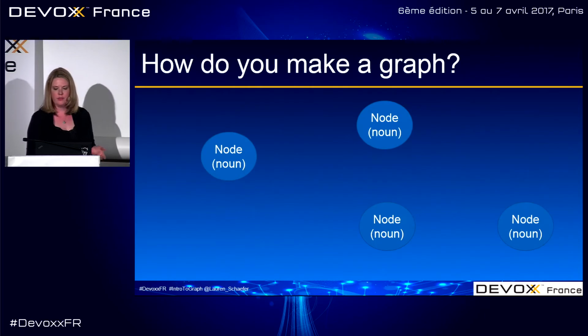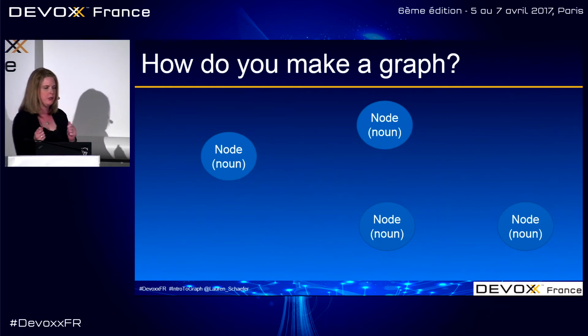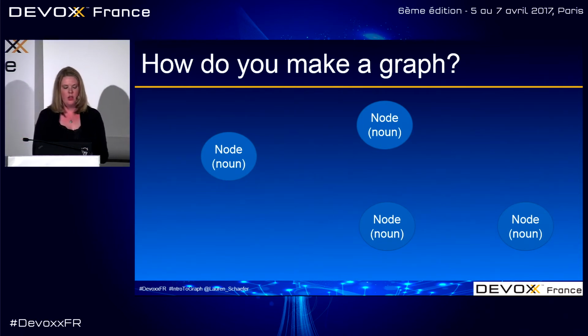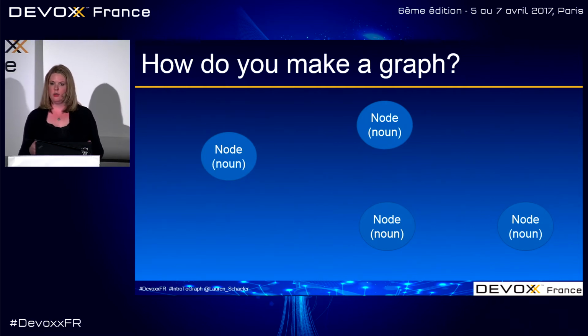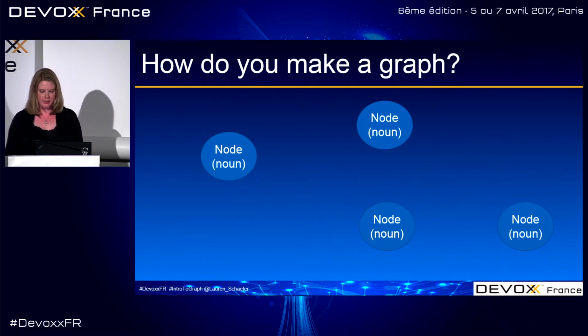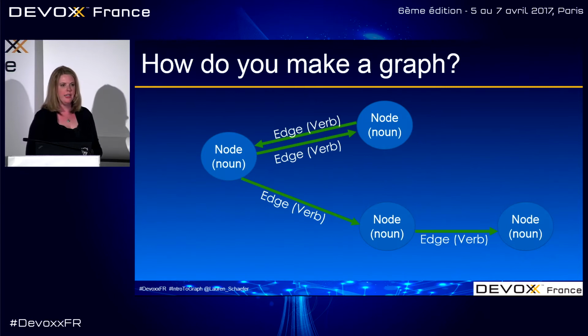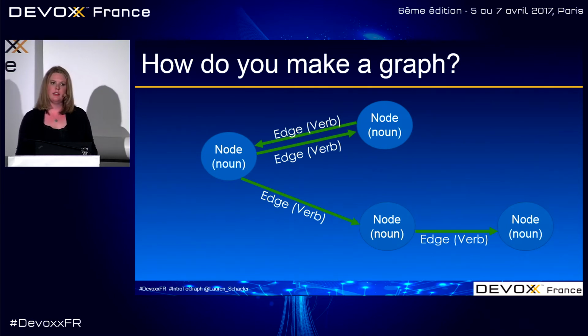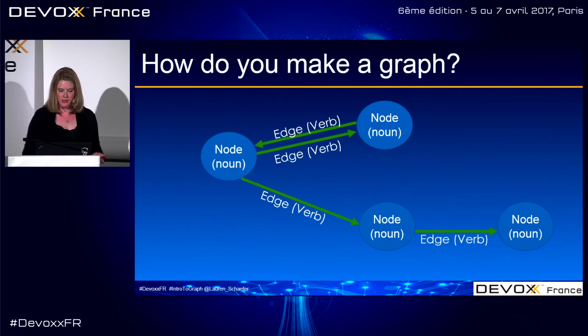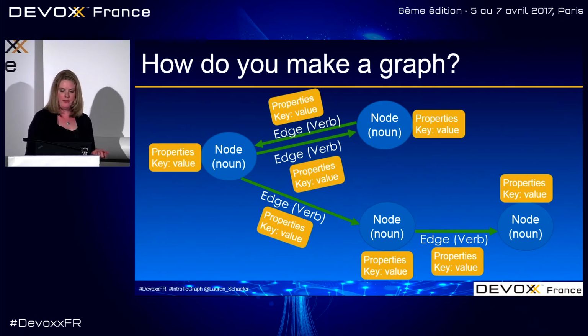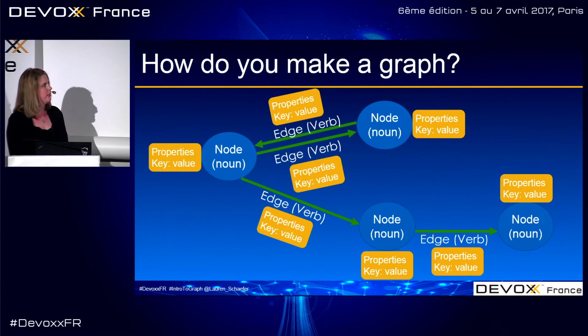So how do you make a graph? Well, you start out by picking your nodes. And you'll hear the word node or vertex used interchangeably. They're really the same thing. So your nodes are your nouns. They're your people, places, and things. Then your nodes are connected by your edges. These are typically your verbs, your action words. And in property graphs, which we're going to be talking about today, you can store properties about your nodes or your edges. So that's the basics of what a graph looks like, what it is.